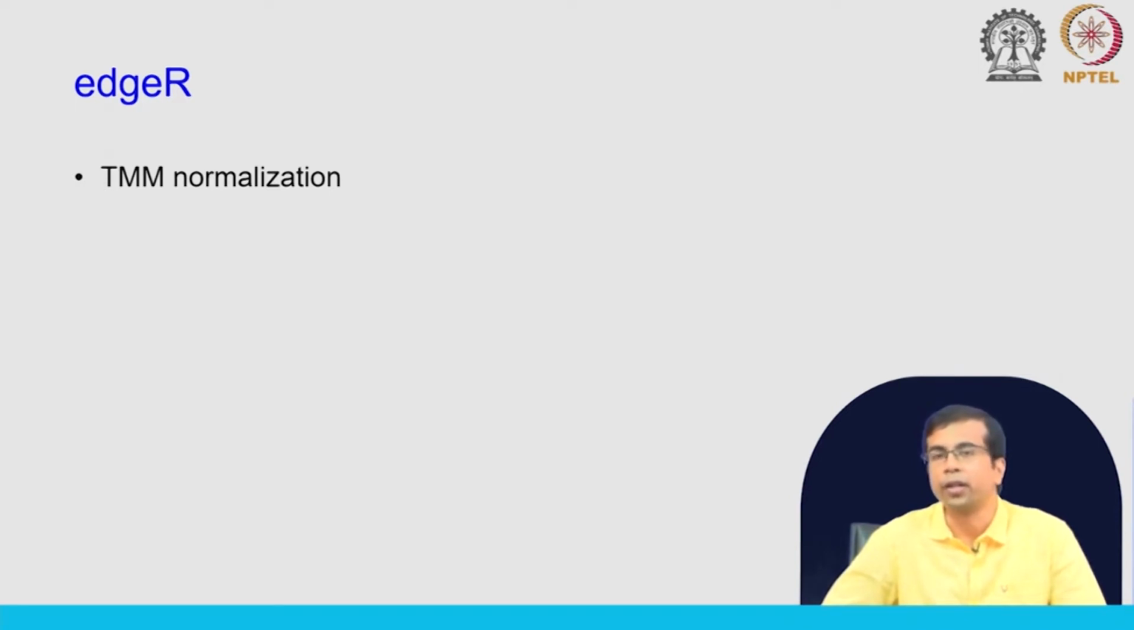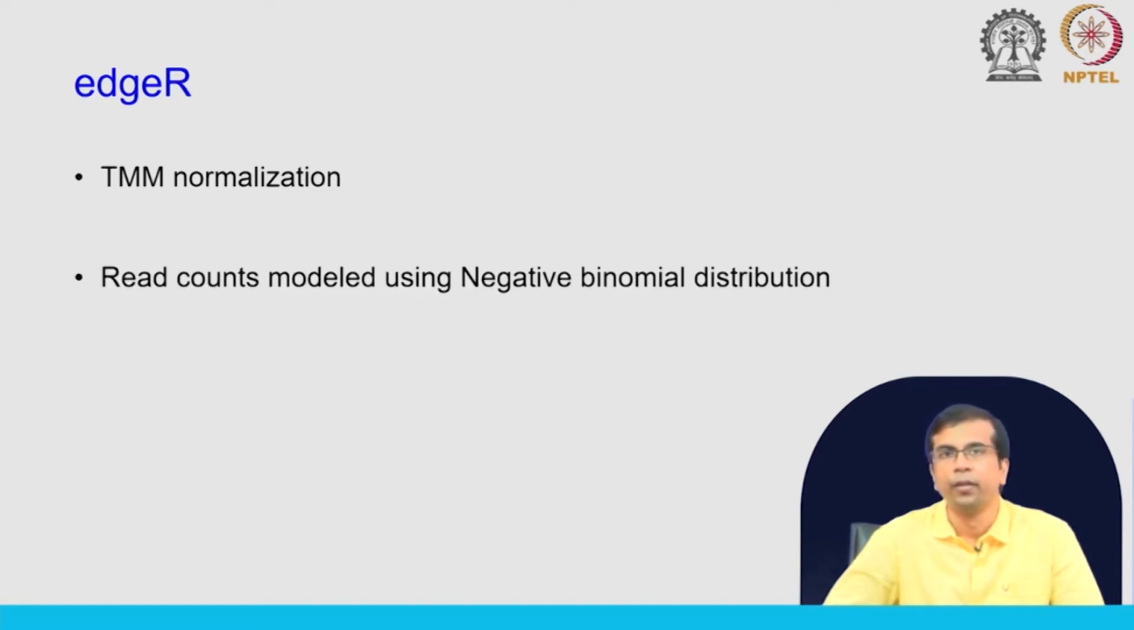So, edgeR also starts with raw count data, and it does the TMM normalization to generate the normalized count data. We have talked about TMM normalization, and again we have seen this method can account for some of the RNA composition bias that might be present, right. So, this is the normalization that is used by edgeR.